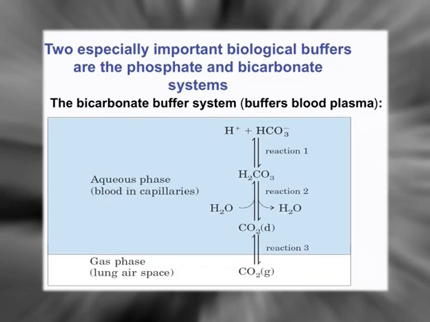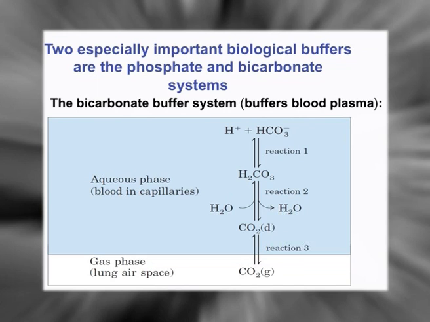Then the bicarbonate buffer system, which usually buffers the blood plasma. This is a little bit more complicated because it has two phases. Some components operate in the aqueous phase, like blood in the capillaries, while some components act in the gaseous phase in the lung air space. Here you have the bicarbonate ion, which accepts a proton to form carbonic acid. This is a reversible reaction.